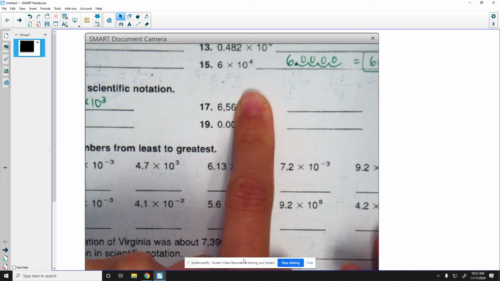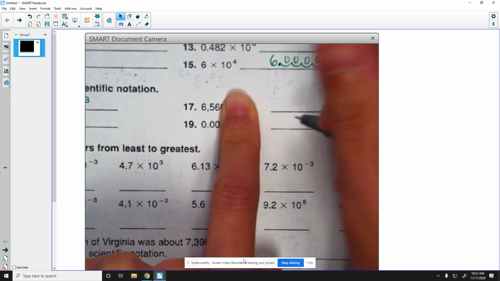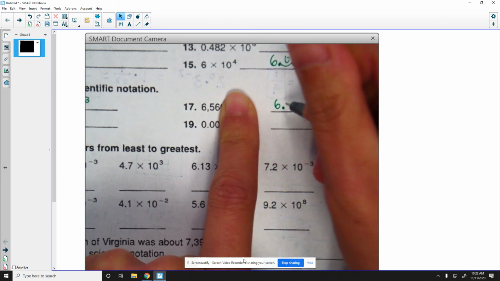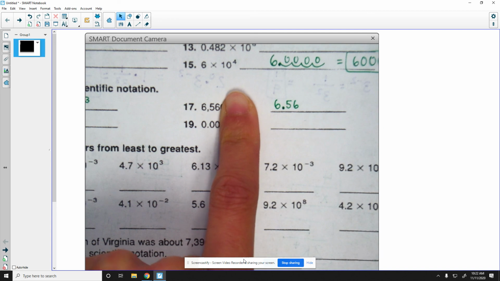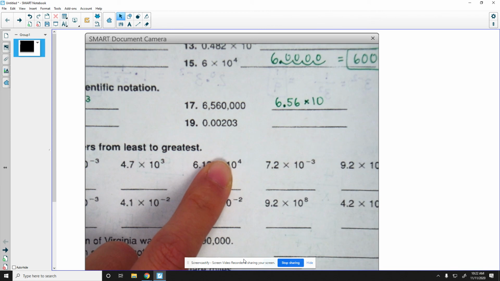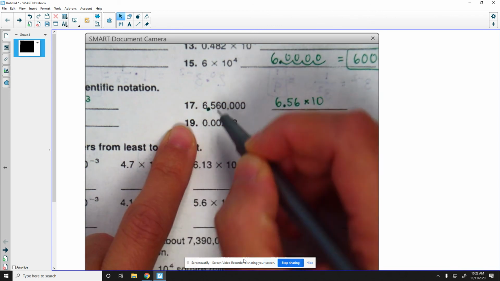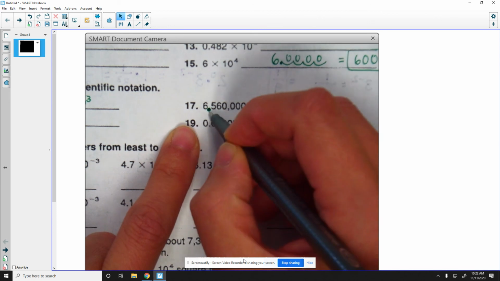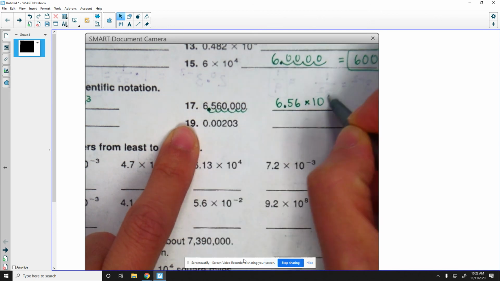Okay, so number 17, cover up your zeros. I write the first number, which is 6, then a decimal, then everything after, so 56. Do you see how it's 6.56? It's not 65.6, it's not 0.656. It's always 1 number, 1 decimal, everything after. Then times 10 to the something. So 6.56 is right here. How many loops do I draw? 6 of them. 1, 2, 3, 4, 5, 6. So it's times 10 to the 6th power.